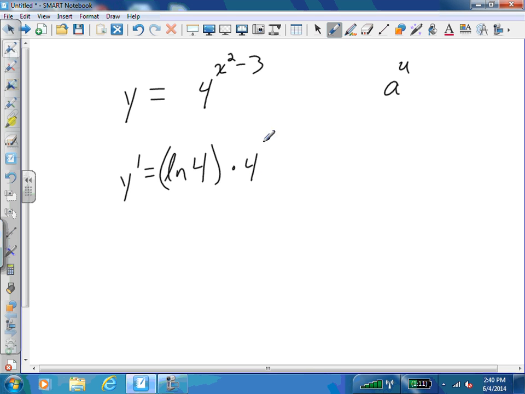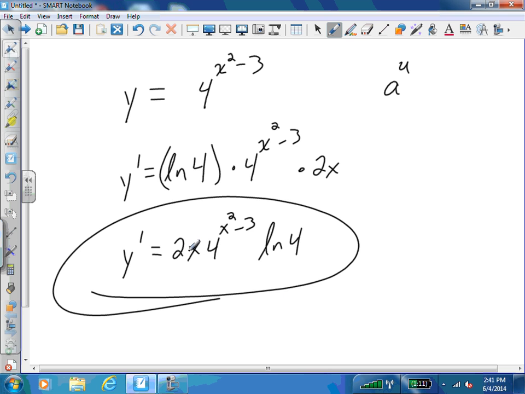times our base to its exponent times the derivative of the exponent. What's the derivative of the exponent? 2x. So however you want to rearrange that, let's call that 2x 4 to the x squared minus 3 natural log of 4. Since it's all multiplied together, multiplication is commutative, we can change the order.